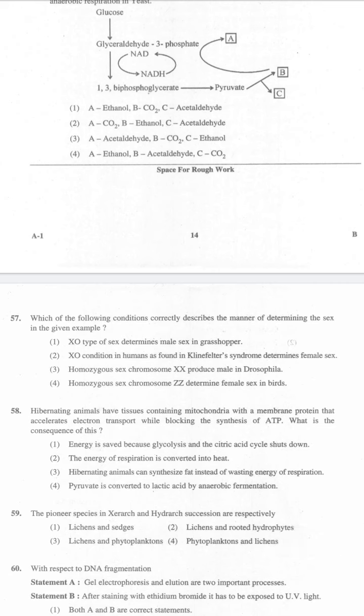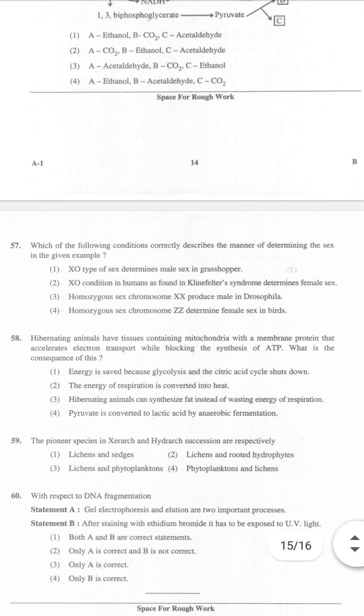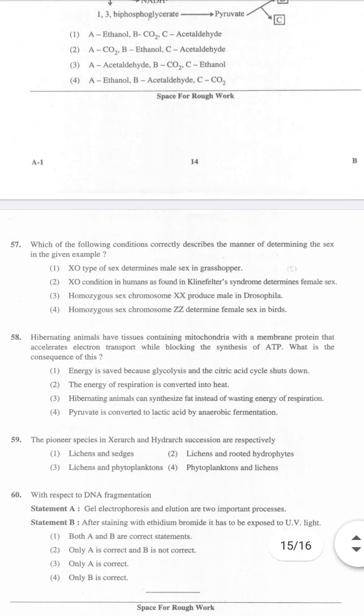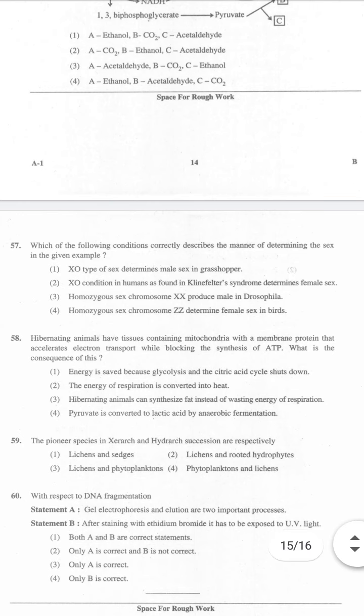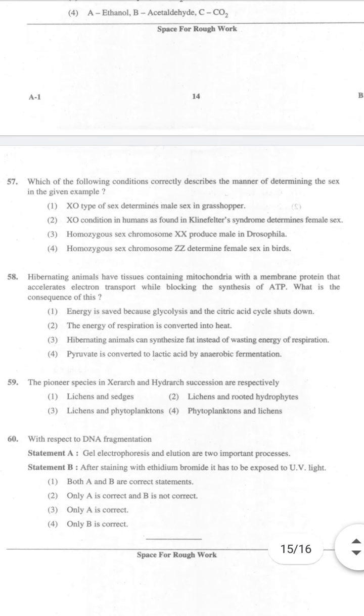So the correct answer for this question is option 1, and the solution is as follows. In grasshopper, the XO mechanism of sex determination is present, whereas females are homogametic XX, but the male carries only one sex chromosome, XO. Hence, the male grasshopper carries XO sex chromosomes. Hope you understood this one. Now let's go to question number 58.